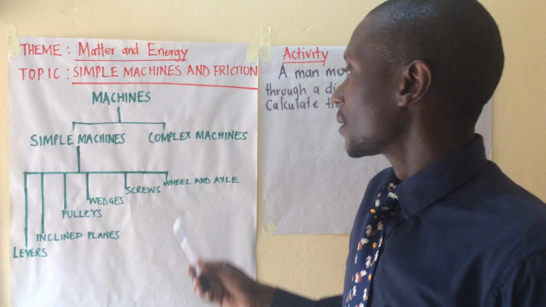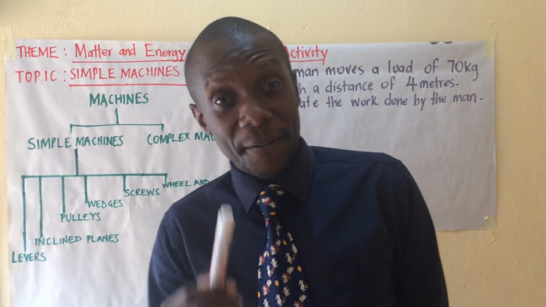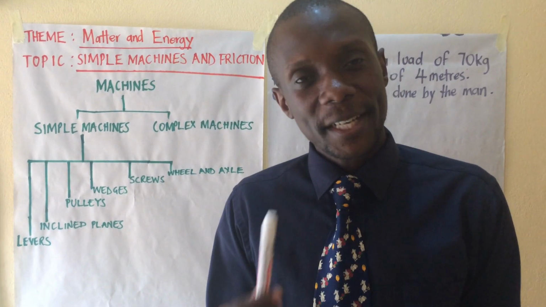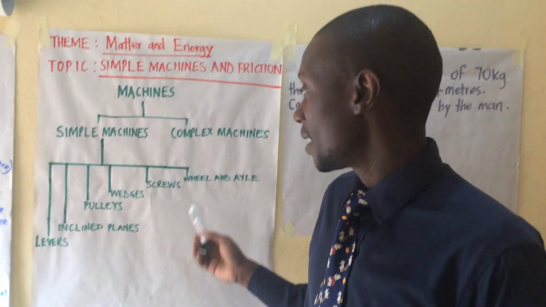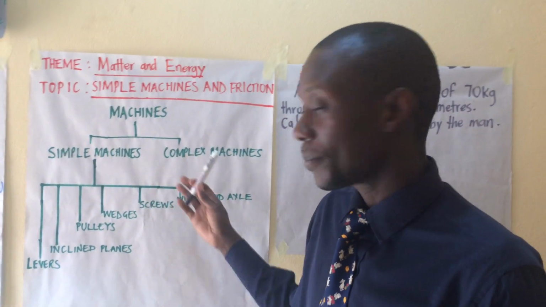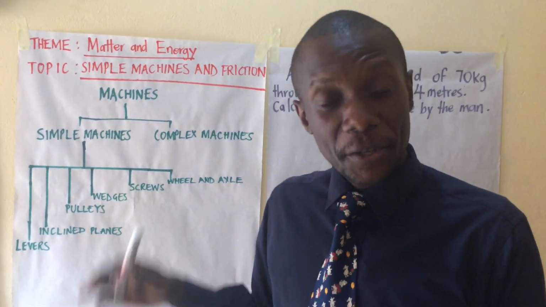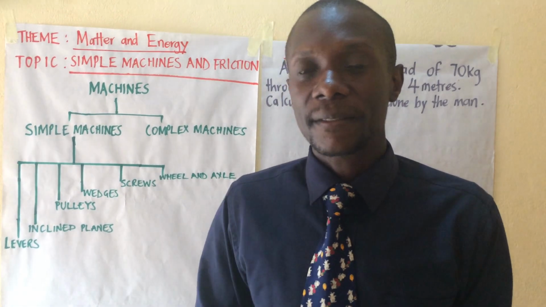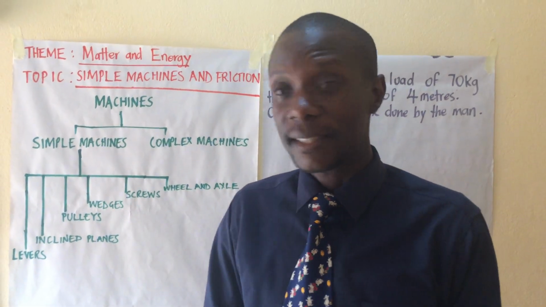Then 2, they reduce on the effort applied. Some machines reduce on the effort applied, as we shall see. Most of these, the levers, the pulleys, inclined planes, and so on, they reduce on the effort we are putting in, as we shall see in the successive segments.